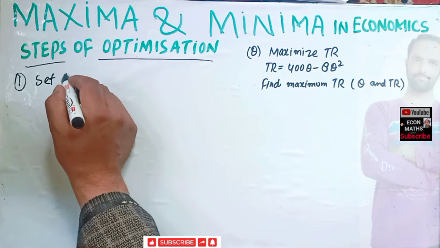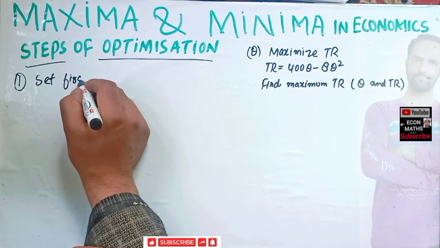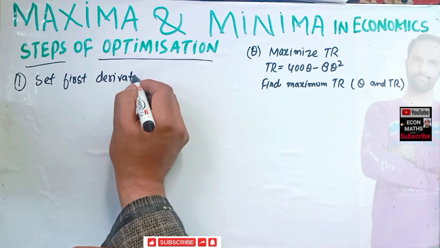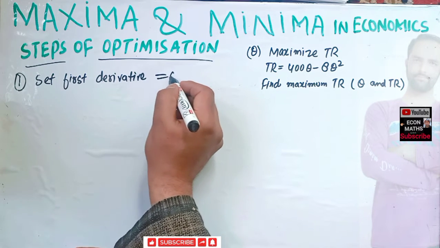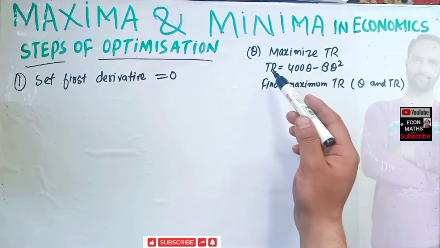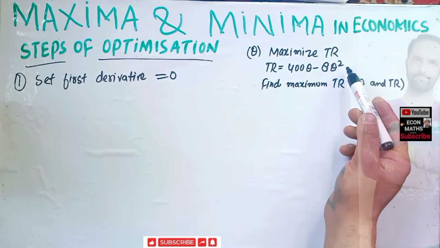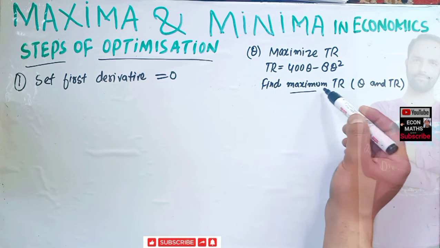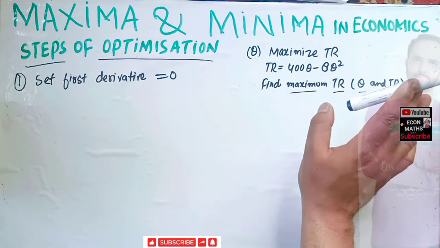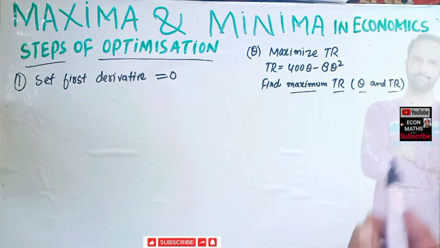Set first derivative equal to 0. If this is our function, we have to maximize total revenue. Our total revenue function is being given here. We have to find out the maximum total revenue and the value of quantity and total revenue also. First step is set first derivative equal to 0.